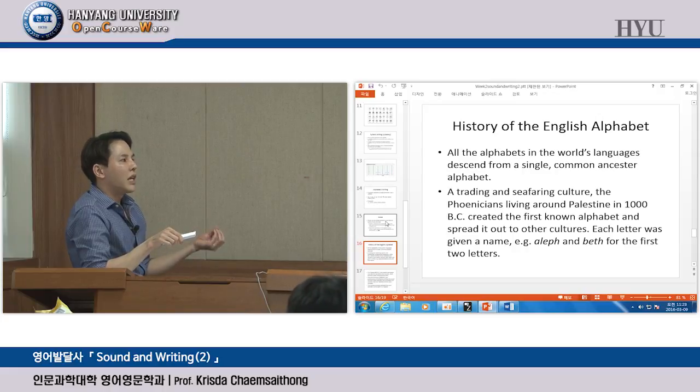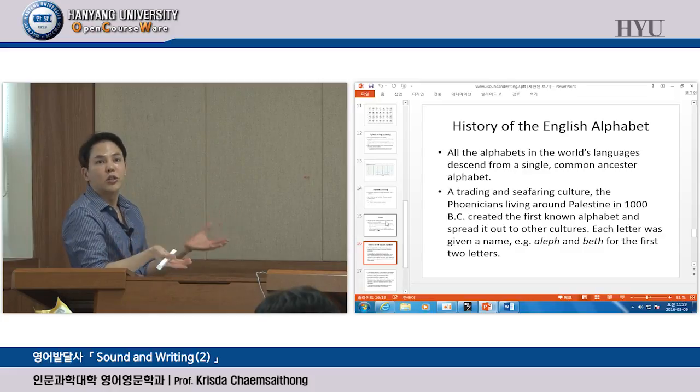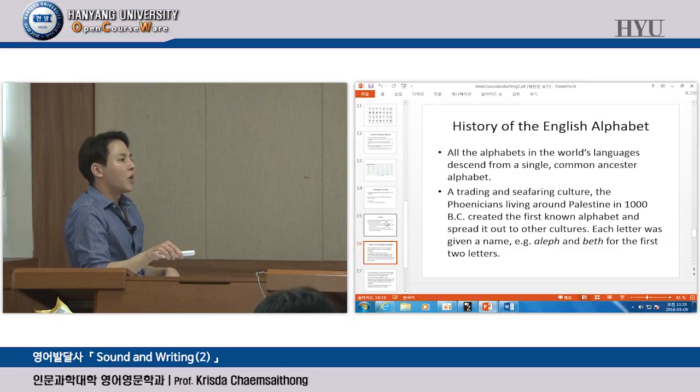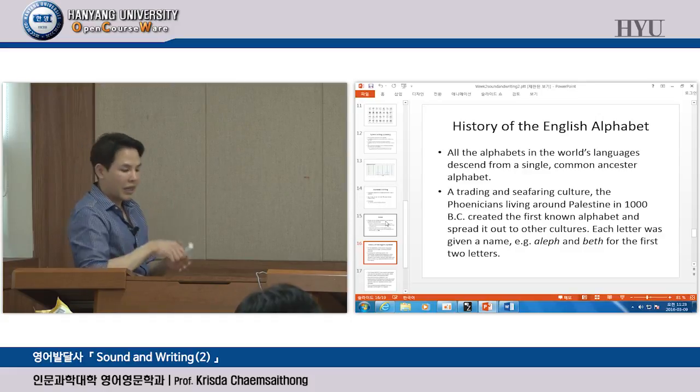They are a trading and seafaring culture. So when they created the first known alphabet, they spread it to other cultures, including the Greeks, the Romans, and also the Germanic people or the English-speaking people. Each letter was given a name, and Aleph and Bet were the first two letters. You can guess that Aleph becomes alpha, and Bet becomes beta. So we have the word alphabet like that.